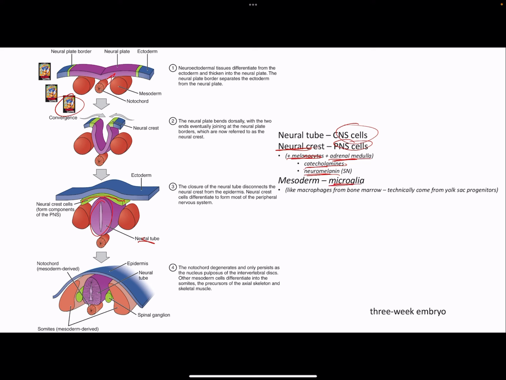Remember, the microglia are kind of the macrophages of the brain. Macrophages are made in the bone marrow, and bone marrow is mesoderm. That reminds me, this is mesoderm. Technically, though, these come from the yolk sac progenitors, but that's too complicated, so I don't remember it that way.